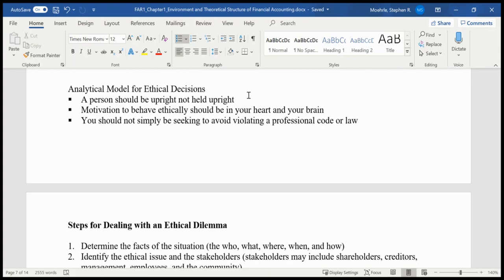The motivation to behave ethically should be both in your heart and in your brain. You should not be simply seeking to avoid violating a professional code or law. Hold yourself to a higher standard. Is it legal? Is it within the rules? But most importantly, is it the right thing to do?